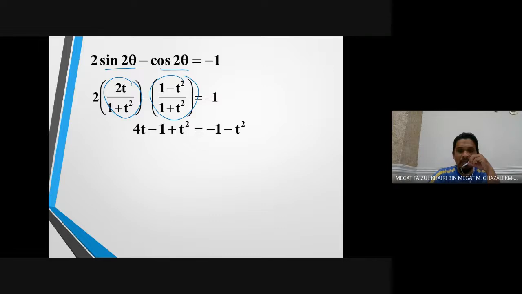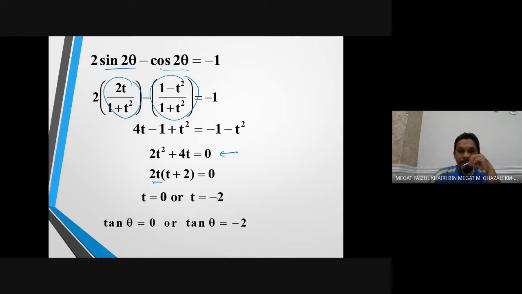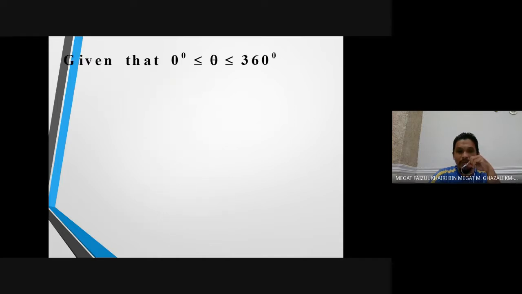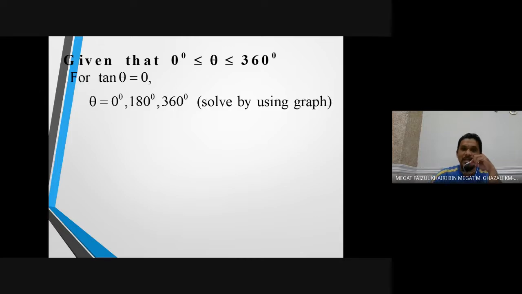And simplifying, we call expand and simplifying until you get that quadratic equation like this. And then factorize, take out 2, 4, take out 2 and t outside here. Then we get 2t equal to 0 or t plus 2 equal to 0 or t equal to negative 2. Tangent theta equal to 0, tangent theta equal to negative 2. So given that theta lies in between 0 up to 360 degree.